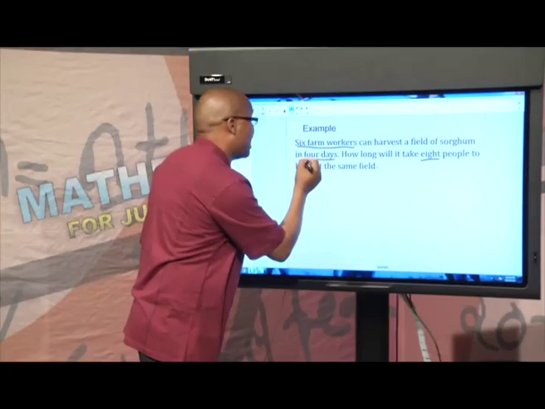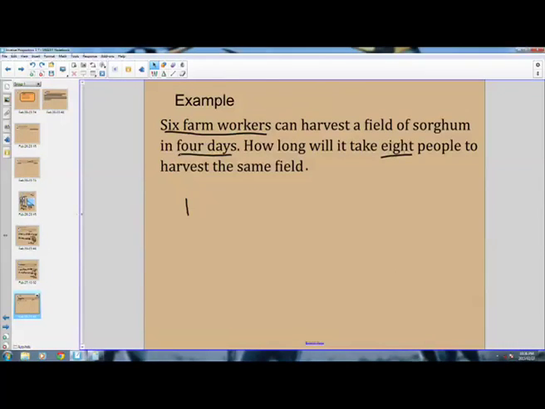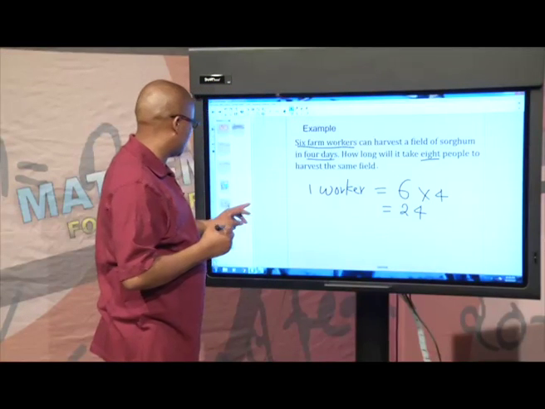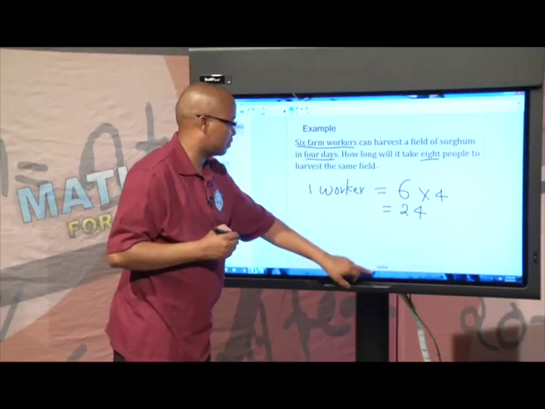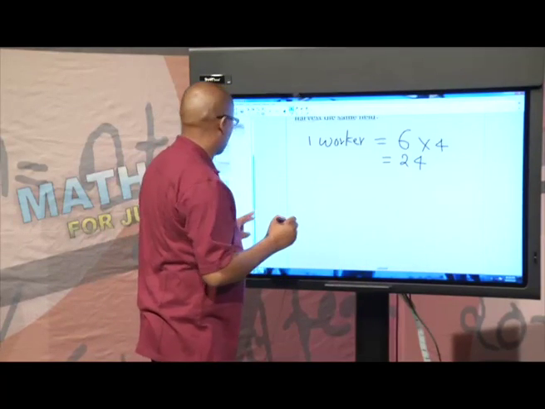They are 6. So to find the time taken by one worker, it will be 6 times 4. This gives 24. This is the time taken by one worker. But the question says, how long will it take 8 people to harvest the same field? So if one person can take 24 days, what about 8 people? This is how we work it out.